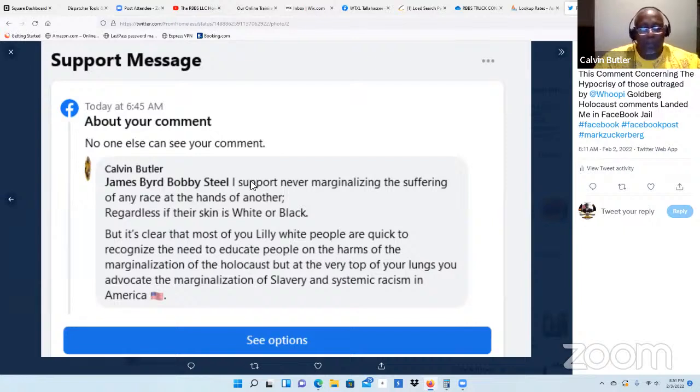So you're telling me that you support anti-Semitism, that I'm anti-Jewish. And I said, I support never marginalizing the suffering of any race at the hands of another, regardless if their skin is white or black. But it's clear that most of you little white people, now I was being nice when I said that, because I could have used a whole bunch of other phrases that would have been a lot more accurate. I said, it's clear that most of you little white people are quick to recognize the need to educate people on the harms of the marginalization of the Holocaust, but at the very top of your lungs, you advocate the marginalization of slavery and systemic racism in America. That got me banned.